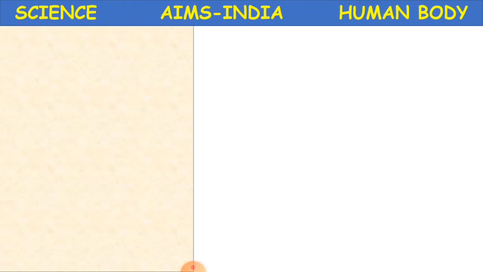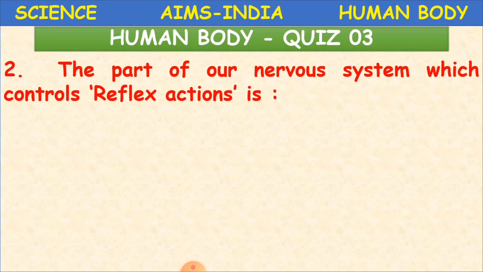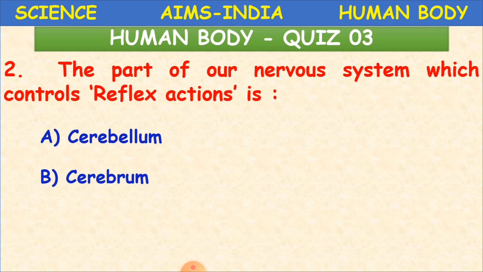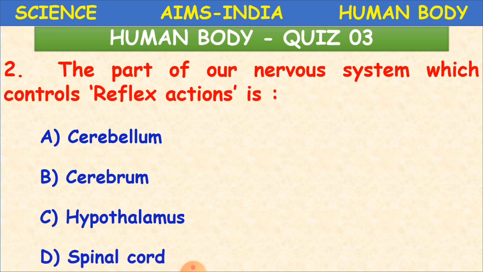Okay. And the second question here is, the part of our nervous system which controls reflex action. Reflex actions are nothing but involuntary actions. Without our notice, we do some actions. Those are called reflex actions. What part controls it, children? Cerebellum, cerebrum, hypothalamus, or spinal cord. And the answer is spinal cord. It extends from the brain stem. Clear, children?